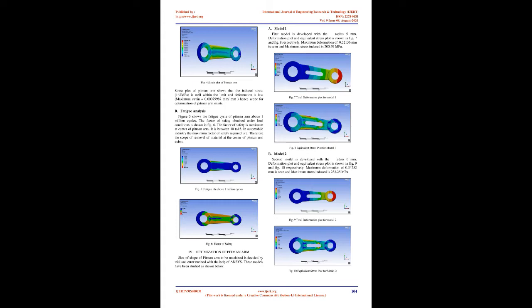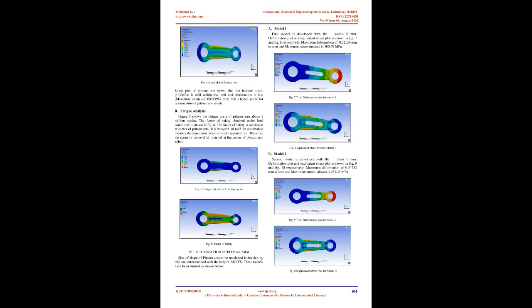A. Static analysis of the original Pitman Arm. The meshed model of the Pitman Arm is shown in figure 1. The minimum size of mesh is 0.388140 mm. The number of nodes and elements are 94,019 and 28,041 respectively. While applying boundary conditions, the hole with larger diameter is kept fixed as it is fixed to the steering rod.